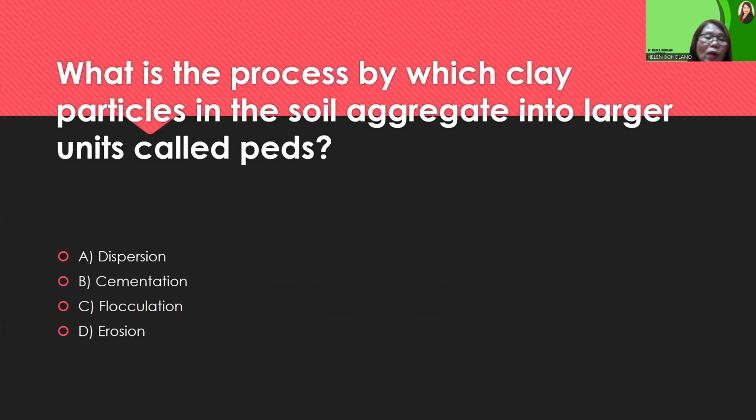Thank you. What is the process by which clay particles in soil aggregate into larger units called beads? A, dispersion. B, cementation. C, flocculation. Or D, erosion. Write your answer now. Okay, please tell me if my discussion is too fast. And I'm very sure this is a review. You know this already. Okay, so the right answer is flocculation.